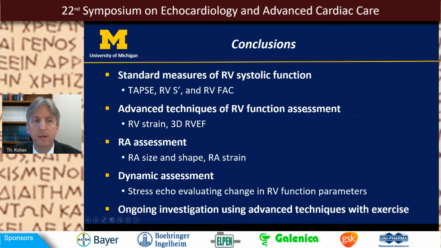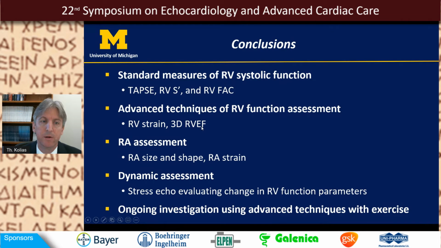So in conclusion, there are a number of standard measures of RV systolic function that can be used in pulmonary hypertension. These include TAPSE, RVS prime, and RV fractional area change. These are all easily obtainable, but they do have limitations. Advanced techniques of RV function assessment include right ventricular strain and 3D RVEF, and these have a significant potential to really improve our understanding and our prognostication of outcome in patients with pulmonary hypertension.